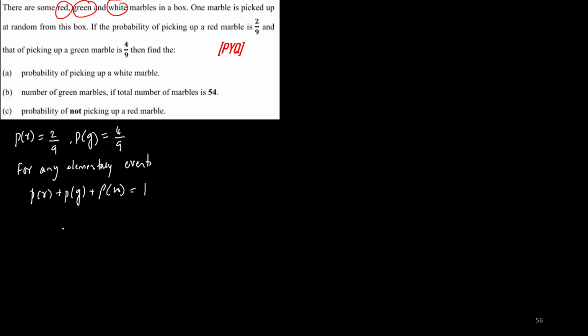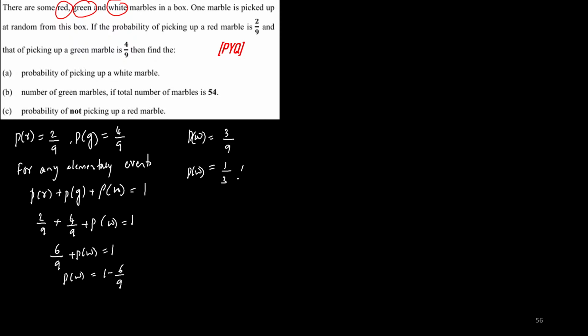Now P of R is how much? P of R is 2 by 9, P of G is 4 by 9, plus P of white is equal to 1. Clear? So I am getting 6 by 9 plus P of W is equal to 1. So P of W is going to be 1 minus 6 by 9. Therefore, P of W is 3 by 9, that is 1 by 3. The probability of getting a white marble is 1 by 3.